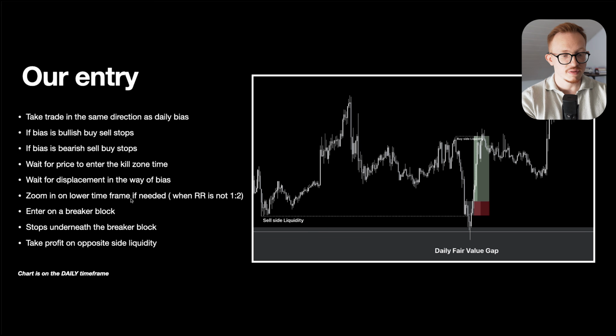Then we want to zoom in on a lower time frame if needed when the risk to reward is not 1:2. This is already zoomed in. This is on the 5 minute. I know it says here on the daily time frame, but it needs to be on the 5 minute. This is on the 5 minute.